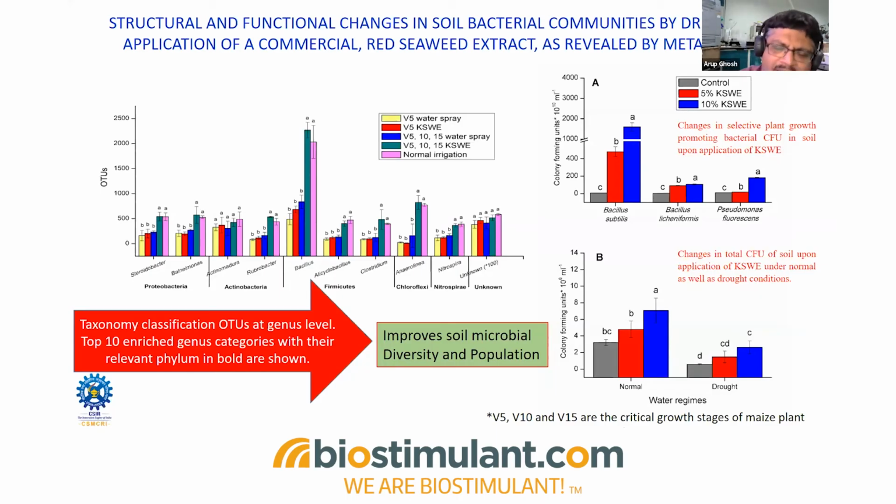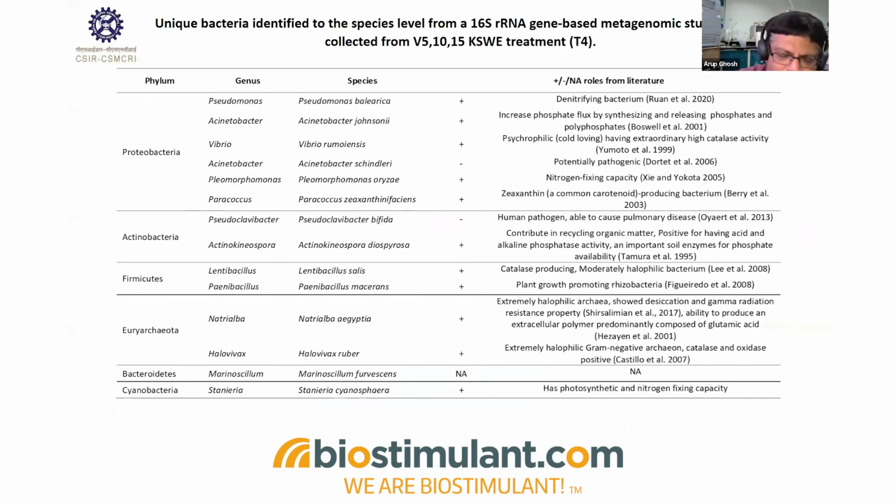We even tried to do some culture, petri dish culture, and we found that the use of biostimulants, at 5 and 10% level, helps in improving the CFU counts in the soil. And these Bacillus subtilis, Bacillus licheniformis, Pseudomonas fluorescens, the bacteria which got improved, are actually beneficial soil bacteria. If one wants, one can always look into the paper that is published in a good journal.